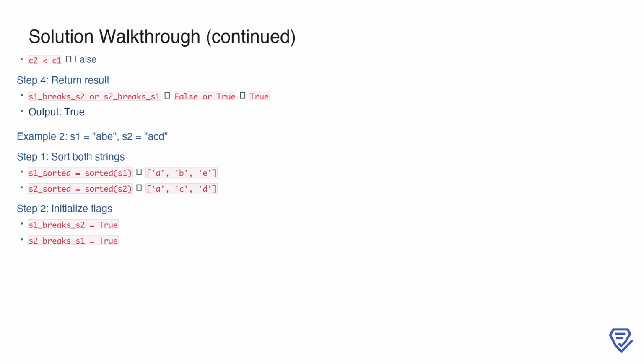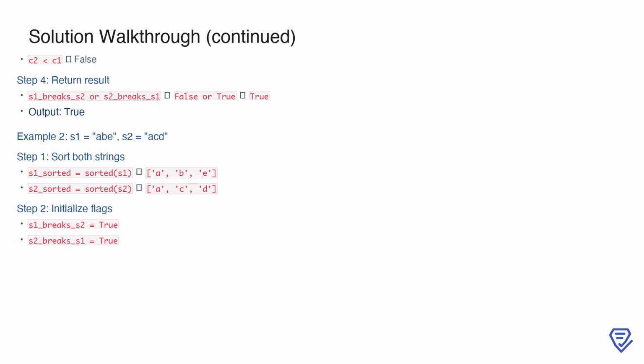As the iteration concludes, no further changes are made to the flags. Now, we evaluate the result by checking if either of the flags is still true. In this case, S1_breaks_S2 is false, but S2_breaks_S1 remains true. Therefore, the result of the condition S1_breaks_S2 or S2_breaks_S1 evaluates to true, and the function outputs true for this example.